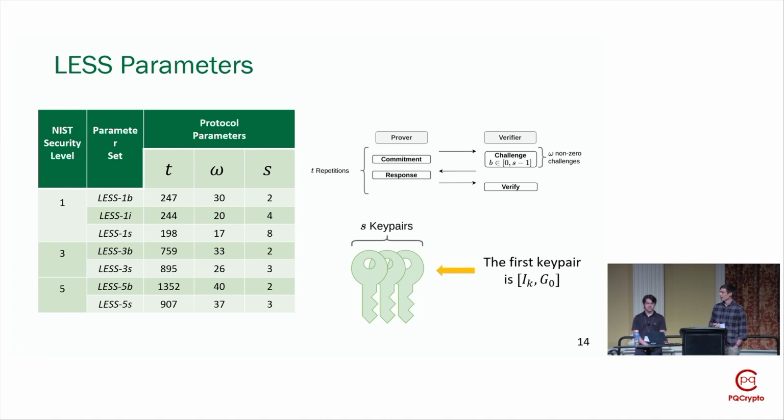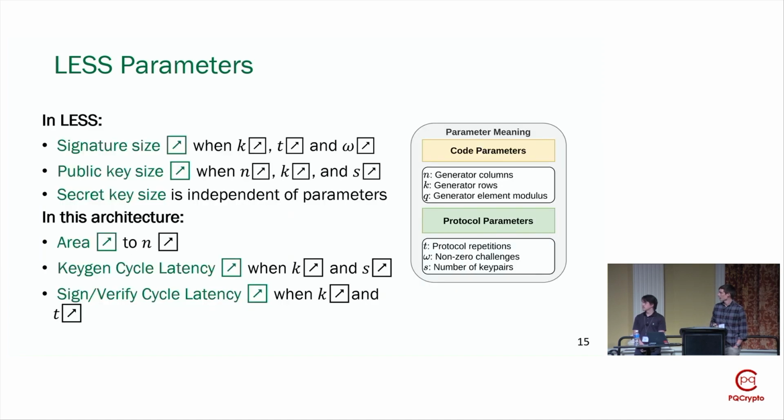Omega is the number of non-zero responses, and S is the number of key pairs that are used. Roughly, in LESS with these parameters, as the size of T and omega increases, the signature size increases, as you perform more iterations of the protocol. The public key is dependent only on the dimensions of the matrices and the number of keys that are included. The secret key is independent of size, since it's always sampled from one 32-byte seed. In our architecture, the area is proportional to the number of columns n, the keygen latency is proportional to k and s, and sign latency to k and t.